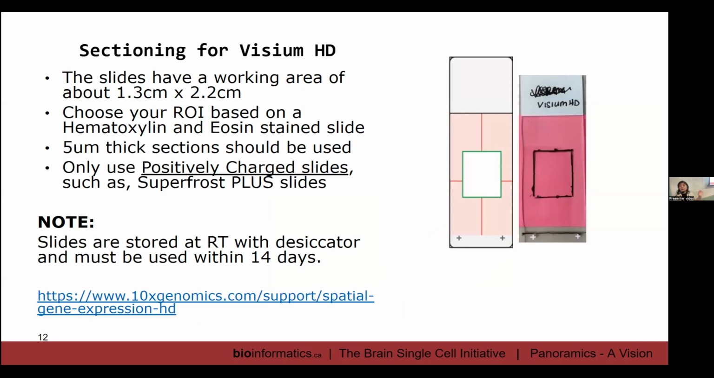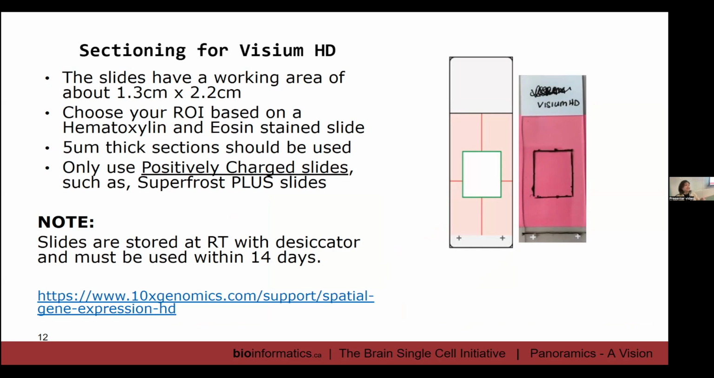Okay, now we've got our block. So this is the fun part that everybody likes to know. It's the sectioning for Visium HD. So as you can see, I have two slides there. One of the slides is actually from 10x Genomics, which is beautifully picture perfect. This is your area of interest.